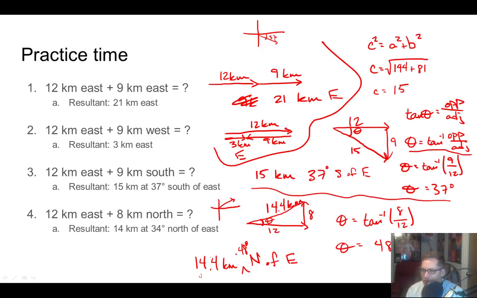Oh no, what did I do wrong? Tangent of 8 twelfths, 12 east, 8 north. I think I got the wrong answer earlier. Forget this noise. 8 over 12, so 8 north. Yeah, it's got to be 48 degrees. Props to you if you caught that before I got there.